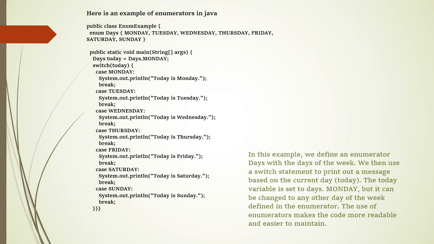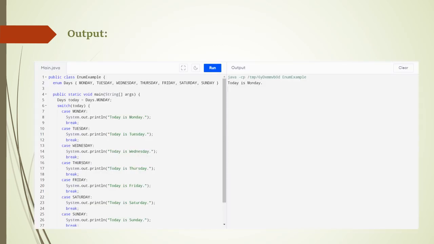So this is one example of using enumerators in Java, and we can see the above code here. The day today is given as Monday, so it is going to come for the case Monday. Then according to the print statement mentioned there, today is Monday, so that will be printed. So this is the concept of enumerators in Java. Thank you.